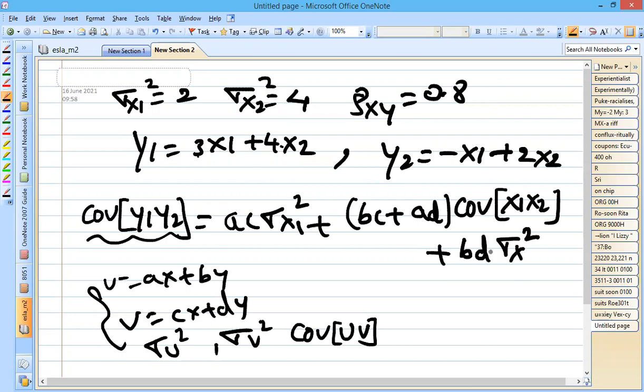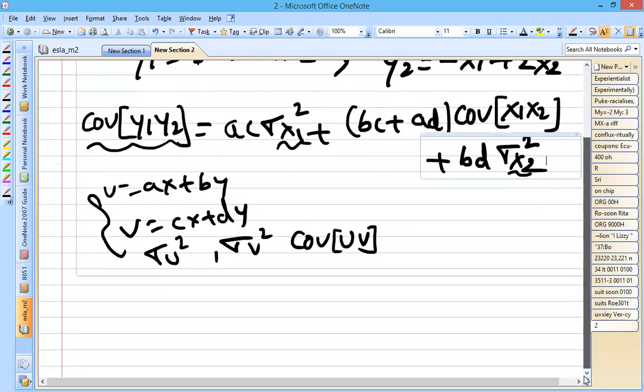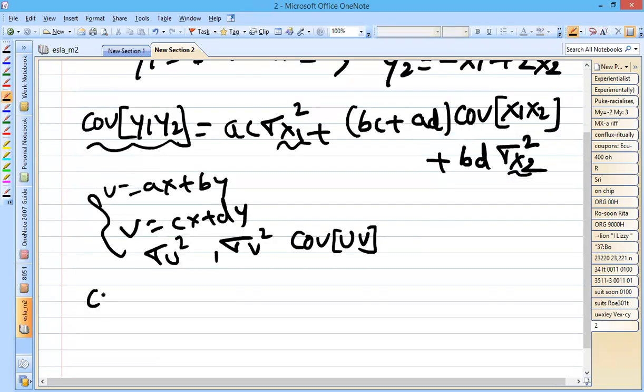Now if you observe this, we have the values sigma x1 square and sigma x2 square, and also we have the values a, b, c, d. But here we don't know the covariance between the variables x1 and x2. So at this point, first we'll calculate the covariance of x1, x2. How is the covariance between x1 and x2 defined? What is the equation?